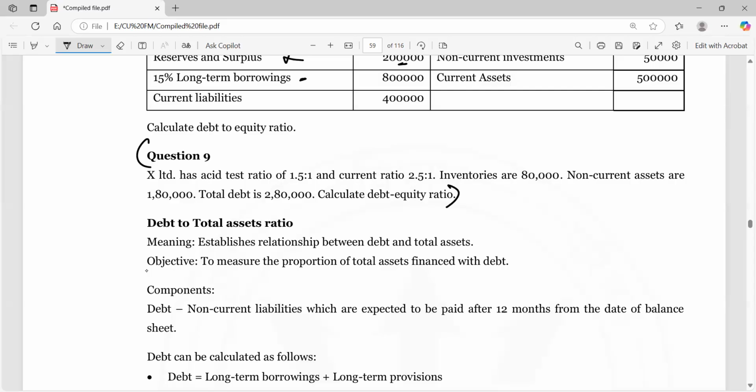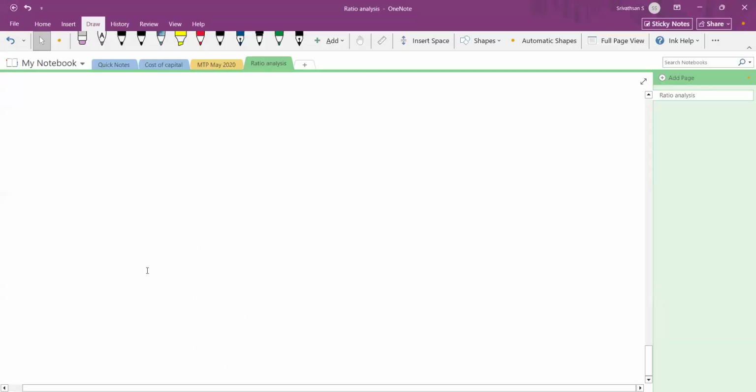So listen, in this question, asset test ratio, which is quick ratio is given and current ratio is given. So first, did you all calculate current asset? Did everyone calculate current asset? What is the current asset value? 2 lakh. Okay. So current asset is 2 lakh.